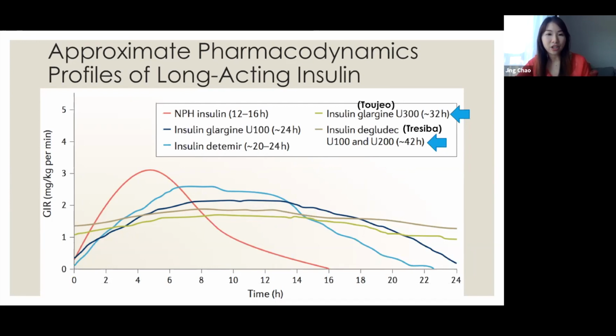I have previously mentioned that glargine has a relatively flat pharmacodynamic profile on the previous slide. So glargine is the navy curve on this graph. You can see that compared to the lime green curve, which is insulin glargine U300, and the beige curve, which is insulin degludec, compared to these newer, longer-lasting basal insulins, glargine really is not that flat in its action profile anymore.